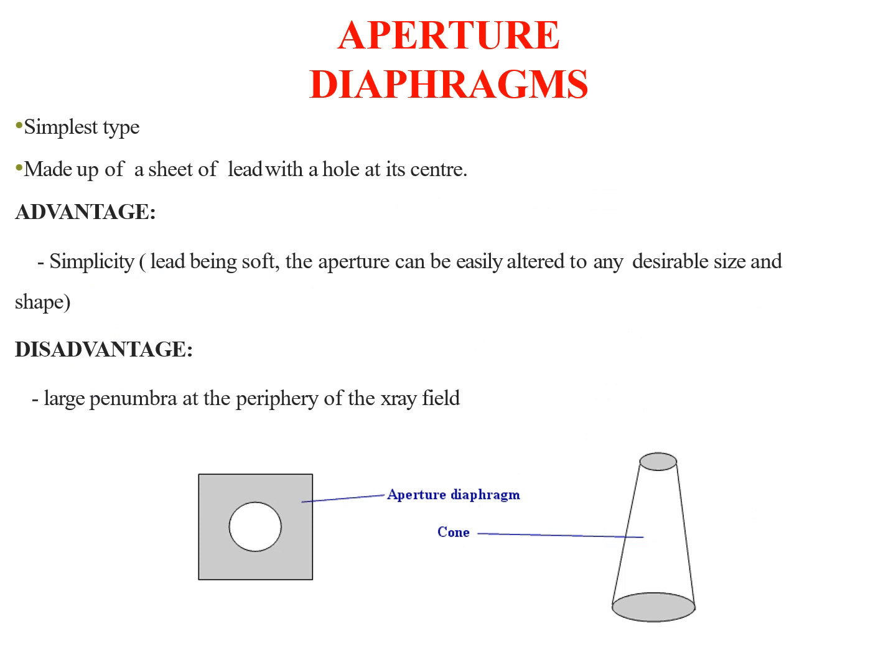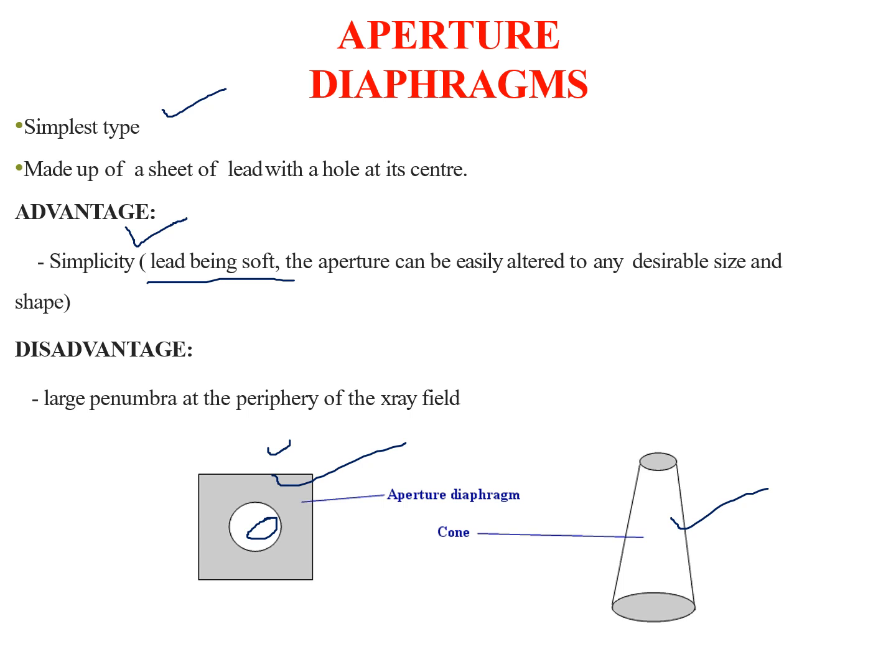First, the aperture diaphragm. It is the simplest type of restricting device. It consists of a sheet of lead with a hole in the center that determines the size and shape of the beam, and it is attached directly to your X-ray tube. What is the main advantage of using this lead sheet as an X-ray beam limiting device? It's a very simple one. It is made of lead, and it is very sharp. Whatever size you want to make, you can do that.